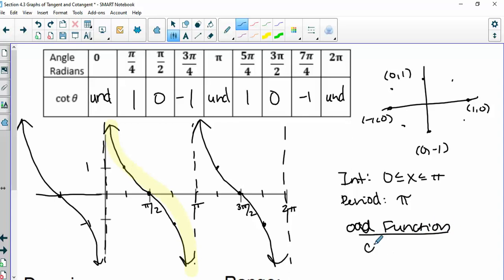Cotangent is also an odd function. So that means if you have a negative on your x, you pull it out in front. So far, all of our functions have been odd with the exception of cosine. So with all of them, if we have a negative, we pull it out in front, with the exception of cosine, where we can just drop it. Is this okay? So we will pick up with more on graphing these tomorrow.